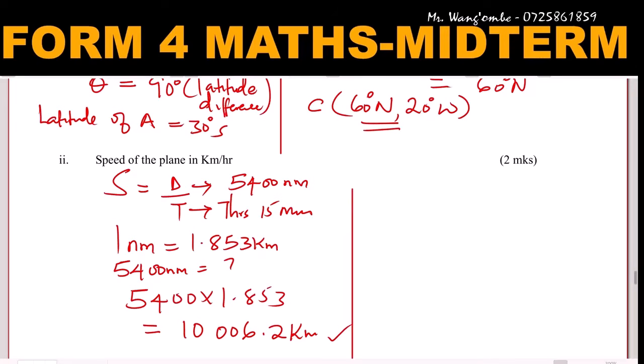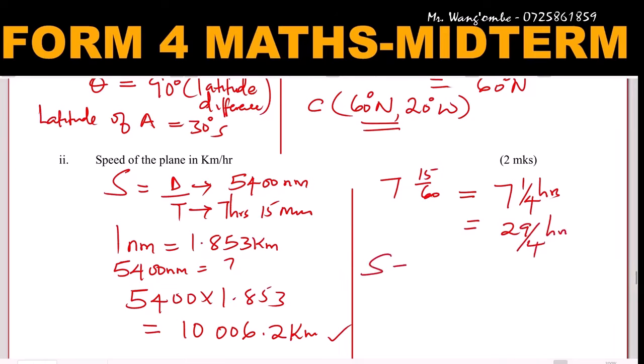So 7 hours and 15 minutes. 7 hours and 15 minutes would be 7 hours, and then 15 minutes converted to hours. So 15 divided by 60. So this will be 7 and a quarter hours, which is the same as 29 divided by 4 hours.